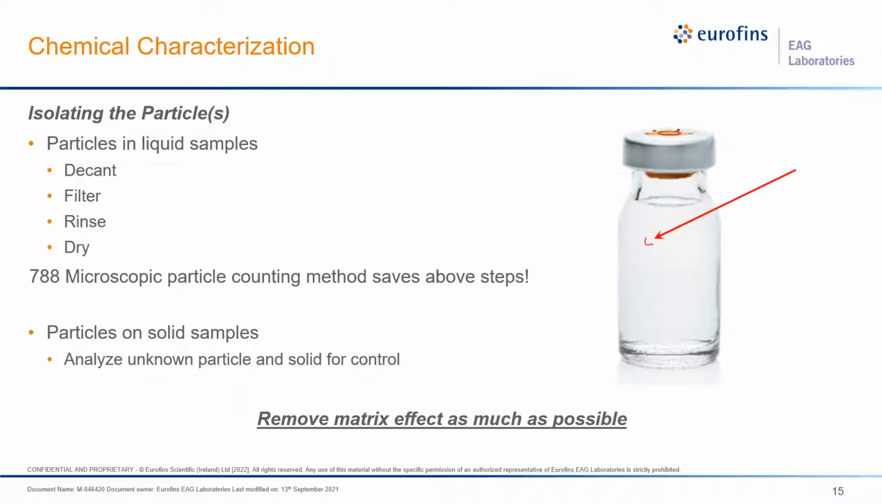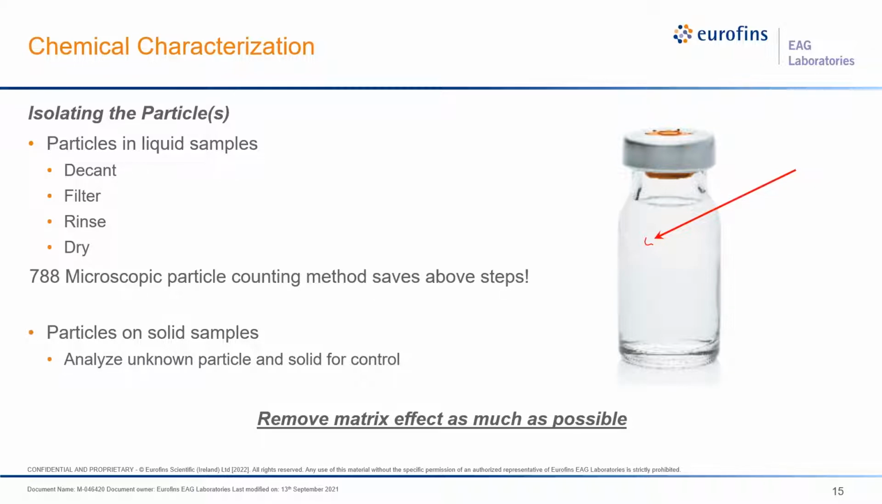So usually when we are finally analyzing the particle, we take it out. What we do is analyze the unknown particle and also the solid material around it as a control. If we can remove the matrix, that would be great. If we can't, we at least know which signal is contributed from the matrix. So in isolating particles, matrix removal is the key.